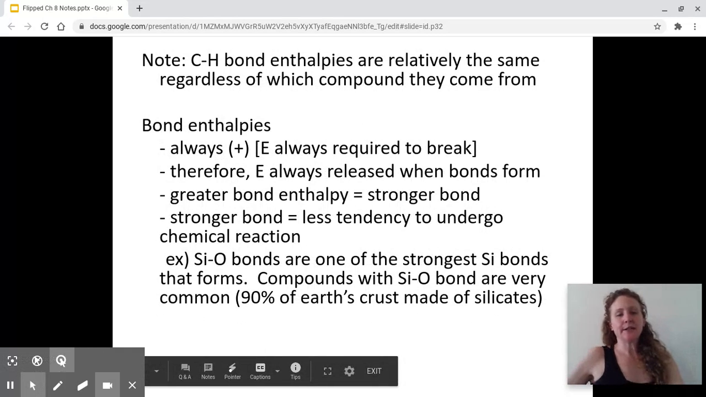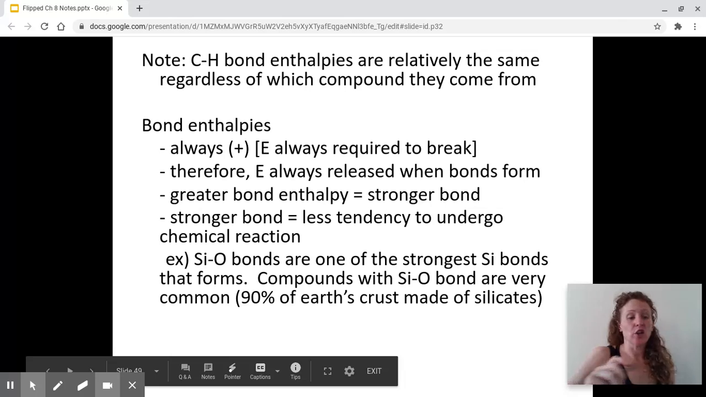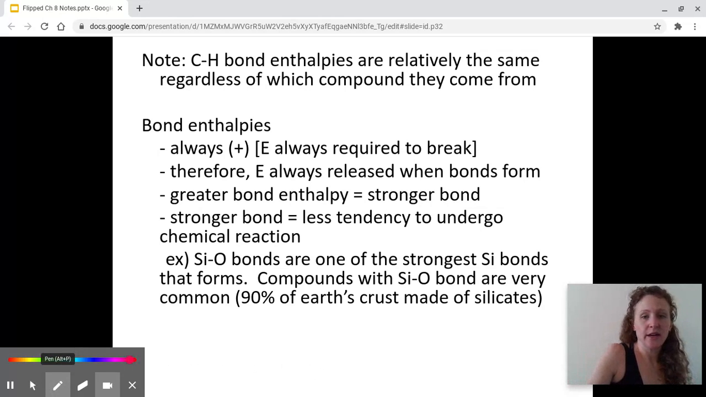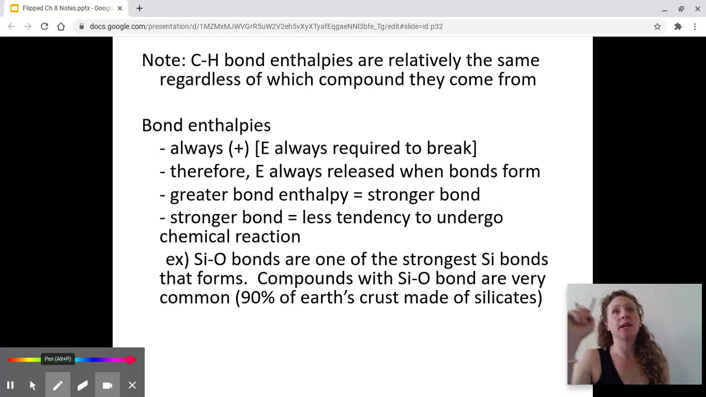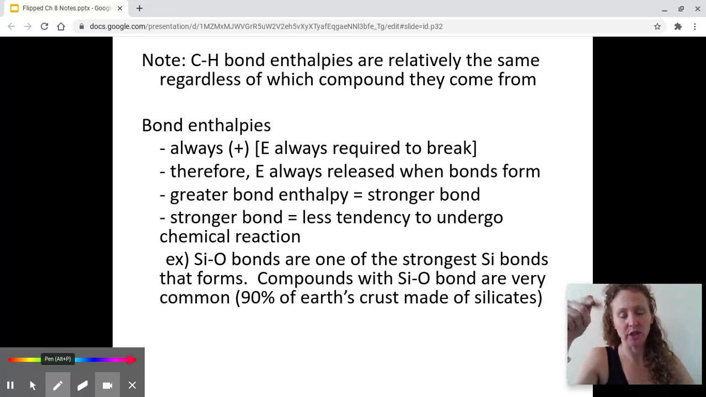All right. A couple of details. Their bond enthalpies are super consistent. If you break a carbon-hydrogen bond off of methane, it's really similar to breaking a carbon-hydrogen bond off of, like, a carboxylic acid. And so they get tabulated and put into appendices. So if you look in the back of your book, you will find an appendix with all these bond enthalpies listed because they're so consistent.